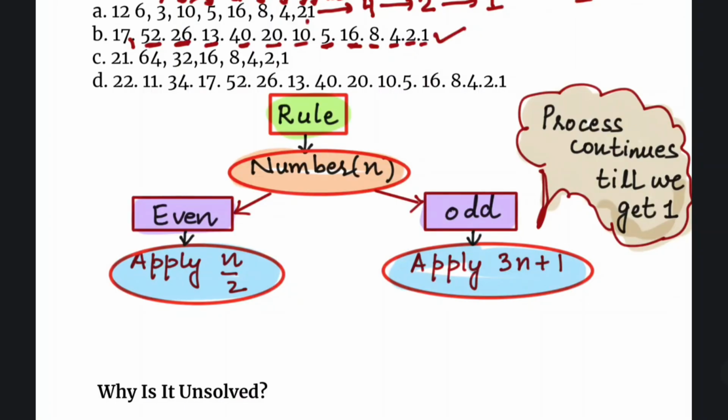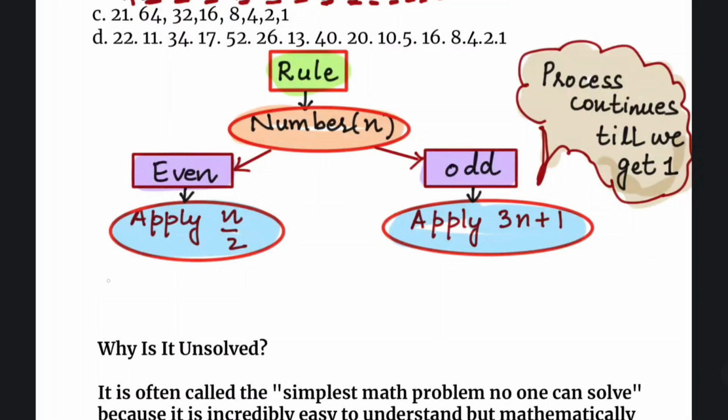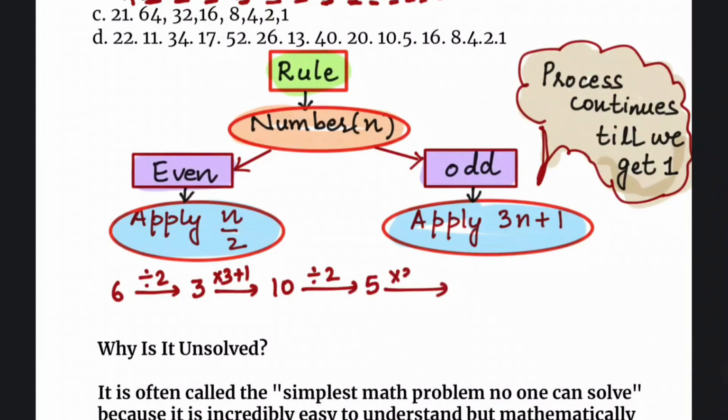Here we can take another example. Let us take 6. 6 is an even number. So when you divide by 2, it is 3. Now 3 is an odd number, so multiply by 3 is 9, 9 plus 1 is 10. 10 is an even number, divided by 2 is 5. Now 5 is an odd number, so multiply by 3 plus 1 is 16. 16 divided by 2 is 8. 8 is even, divided by 2, 4. 4 is even, divided by 2 is 2. 2 is even, divided by 2 is 1.